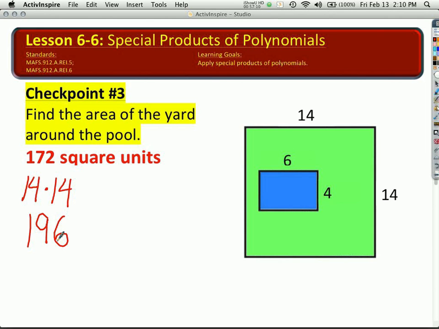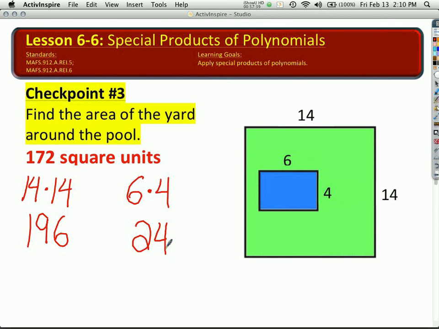Now someone give me another number that we needed or something else that we had to do. Giant? So we had to do 6 times 4, and what did that tell us? 24, that's the area of the pool. Okay, so that's the area of the pool. But the answer is not 196, and the answer is not 24. How did we get from these two numbers to the answer? What did we need to do now?